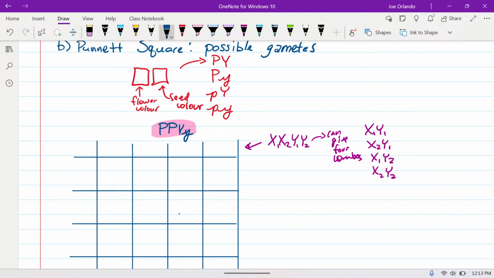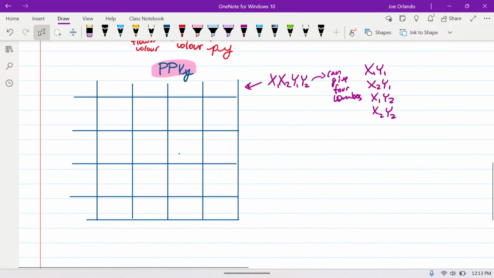Take a minute and work out what the gametes could be. And if you're feeling confident about that, then do the same here.